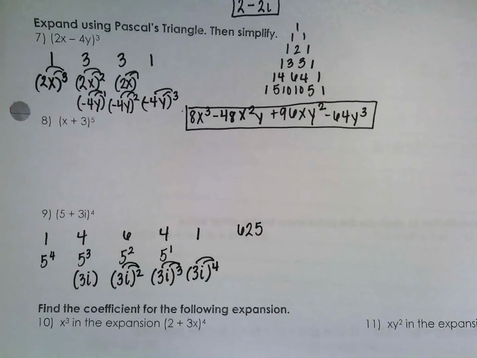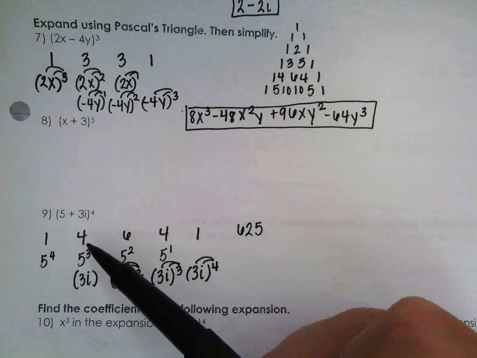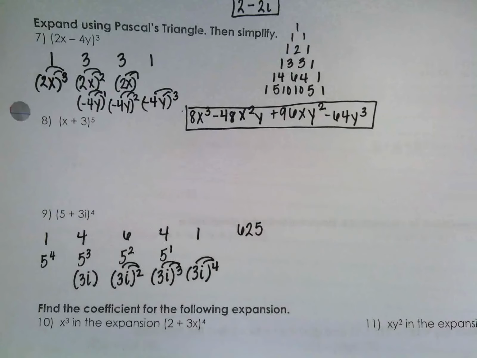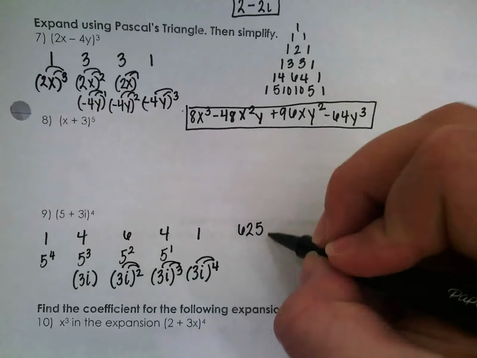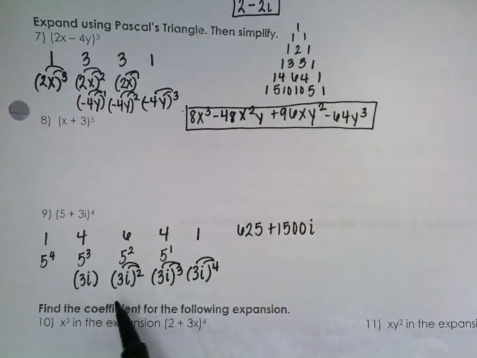Then I've got 5 to the third, which is 125. But I need to multiply that by 4 and 3. So I'm going to multiply 125 by 4 and 3, and we get 1,500 i, because we had one i.